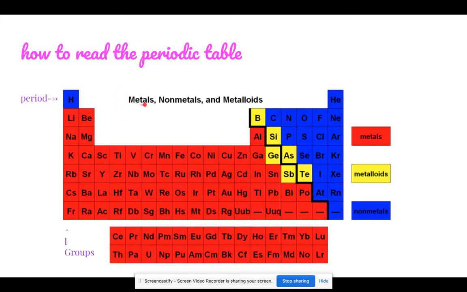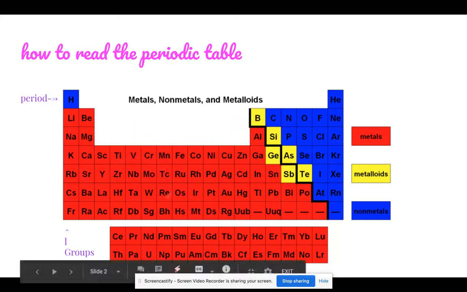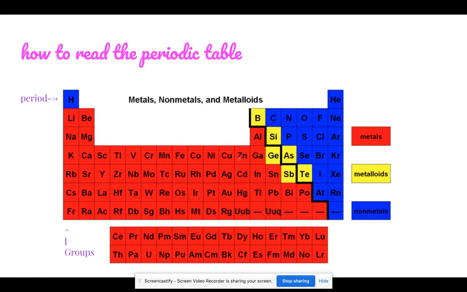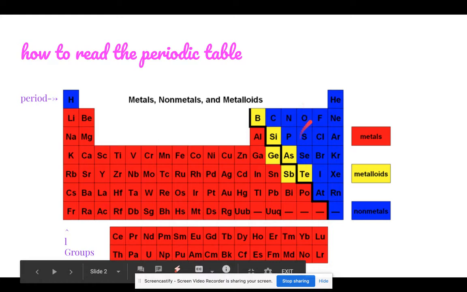So now we're going to talk about what the different colors are. The reds are our metals, and the metals make up the majority, and they're mostly on the left side. Next up we have our metalloids. Our metalloids are just right here, these little yellow ones, and these are the ones that have both metal and non-metal characteristics. And then on our right side, we have our non-metals.